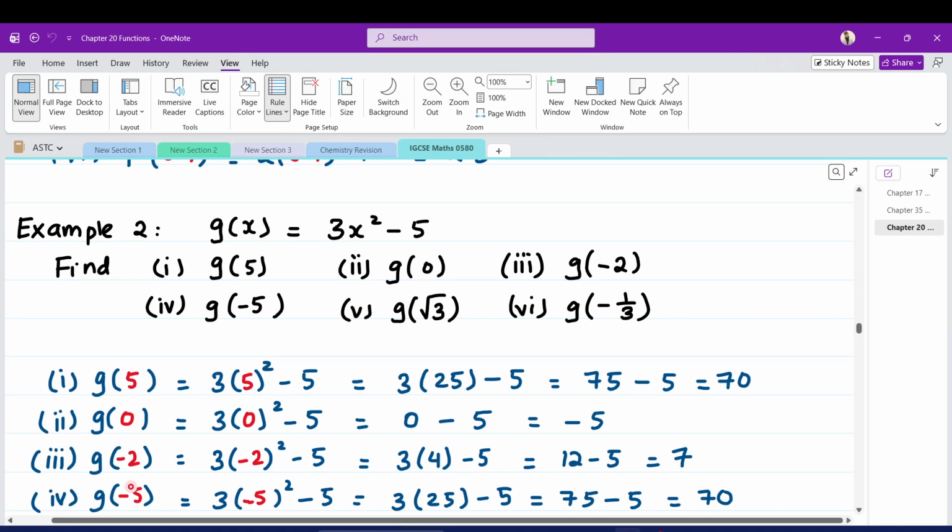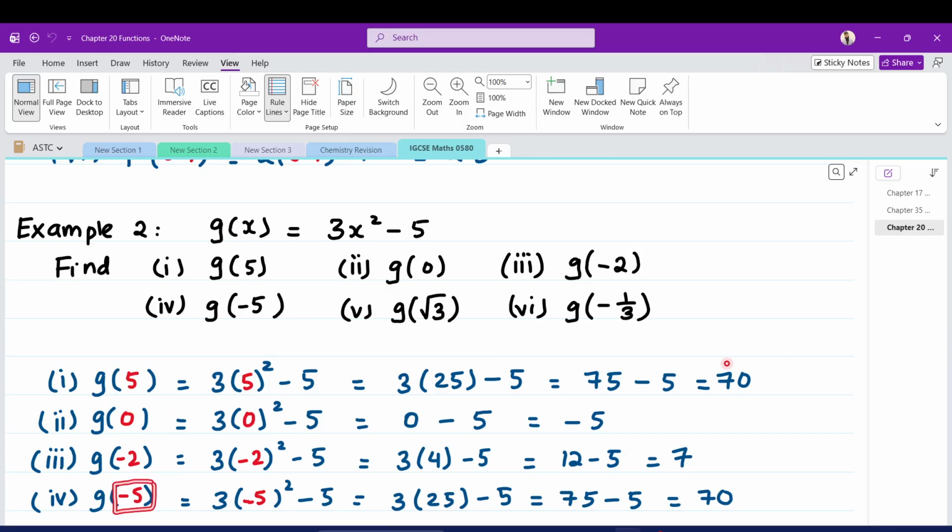Part 4 is g of minus 5. So now we plug in the value minus 5 over here and minus 5 over here. So square of minus 5, that is 25. 3 times 25 is 75, minus 5 equals 70. Now you can see in the first example we plugged in the value 5, and in the second example we plugged in the value minus 5.